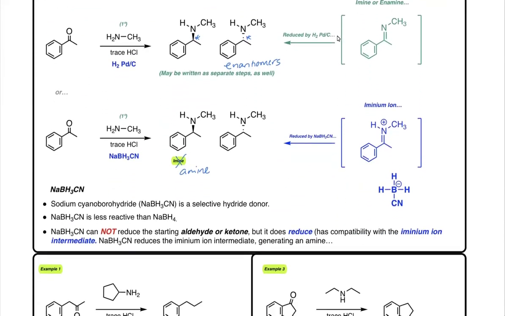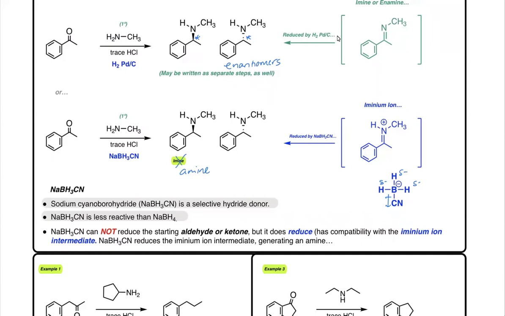Then the other way you might see reductive amination written is with your amine, your trace acid, and this reducing agent NaBH3CN. That's called sodium cyanoborohydride. Now that's a selective hydride donor, and it's actually less reactive than NaBH4. What gives it its lower reactivity is the electron withdrawal from the CN group. It withdraws, making the hydrides have a smaller partial negative. And because it's less reactive than NaBH4, it actually cannot reduce the aldehyde or ketone starting material.